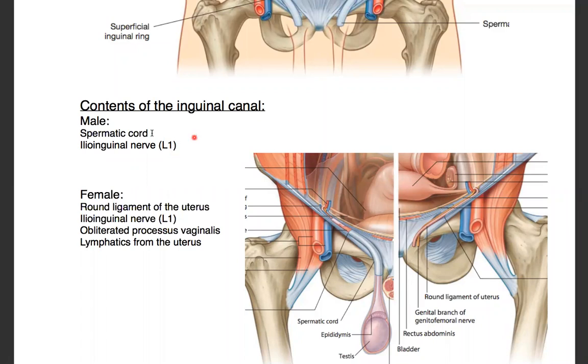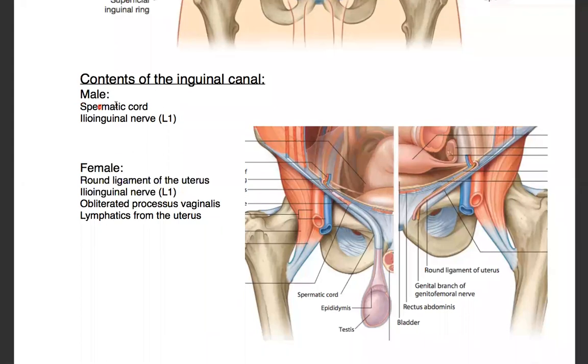One thing is important to remember: in males, the spermatic cord is the only content, apart from the ilioinguinal nerve. So if they're asking you about the contents of the inguinal canal, the answer is the spermatic cord.